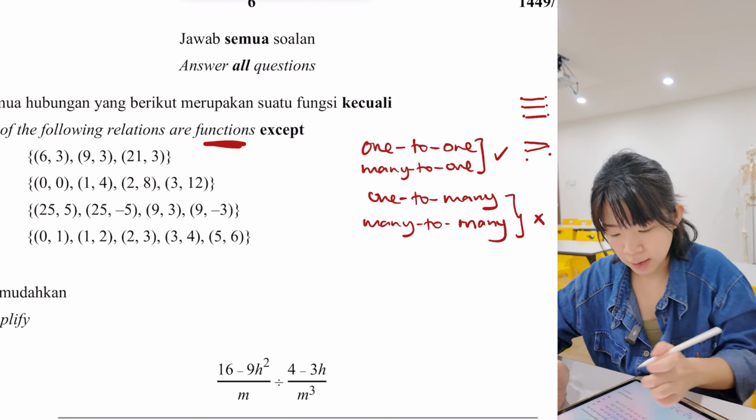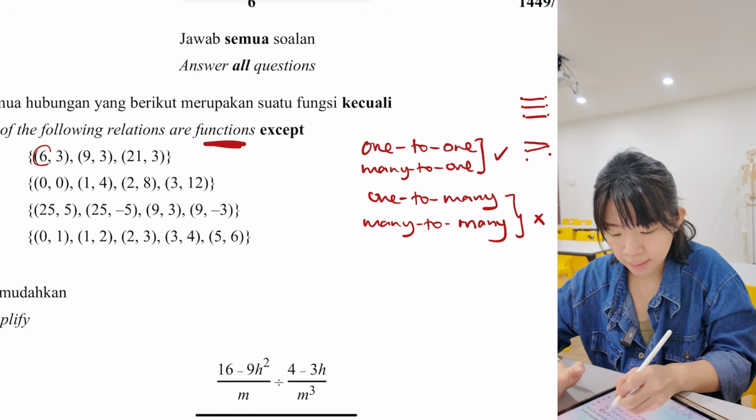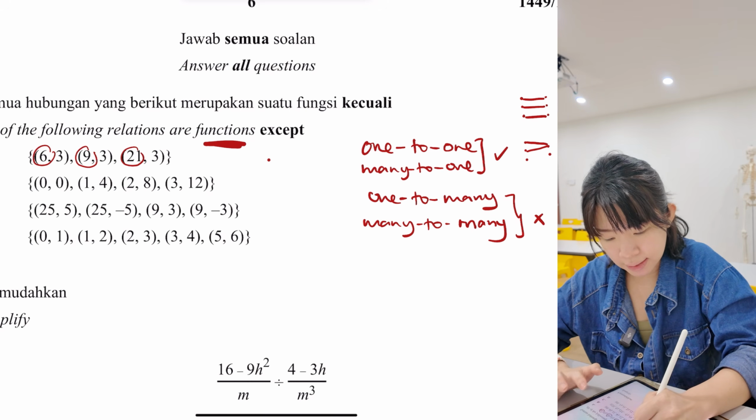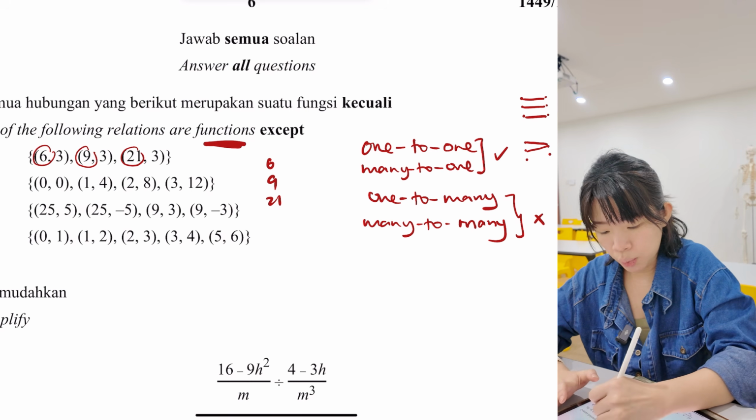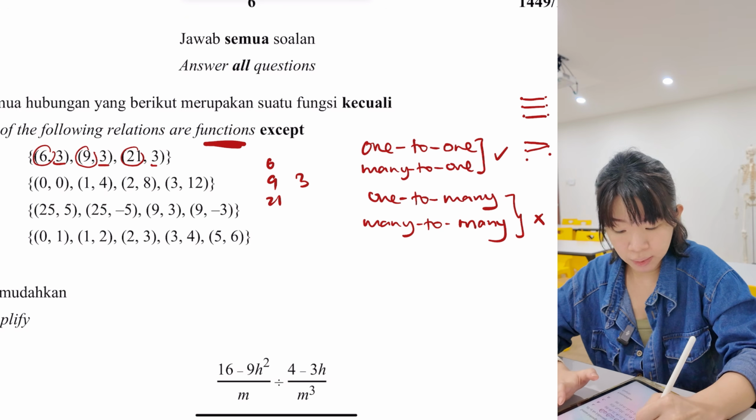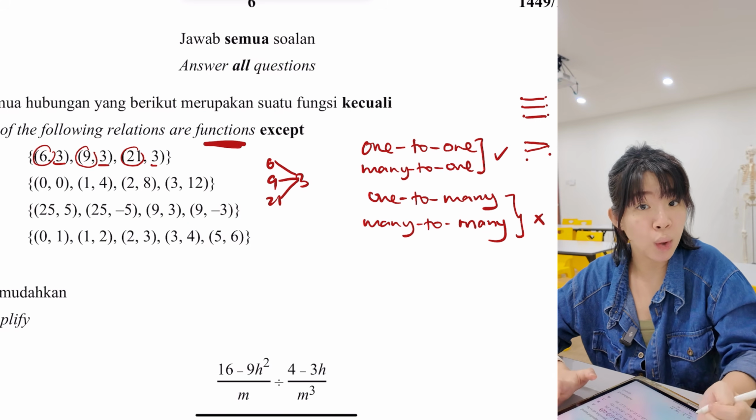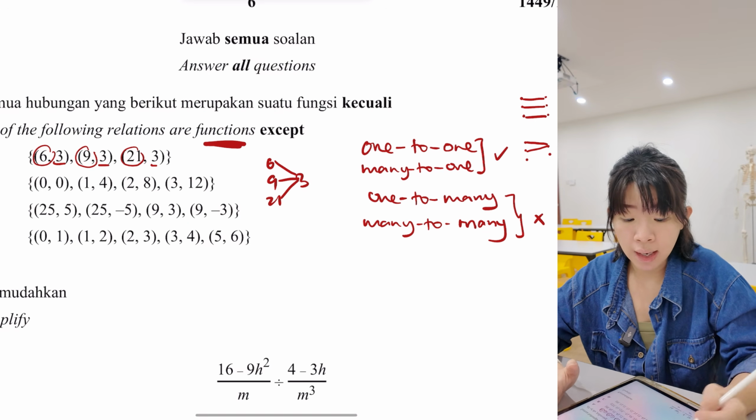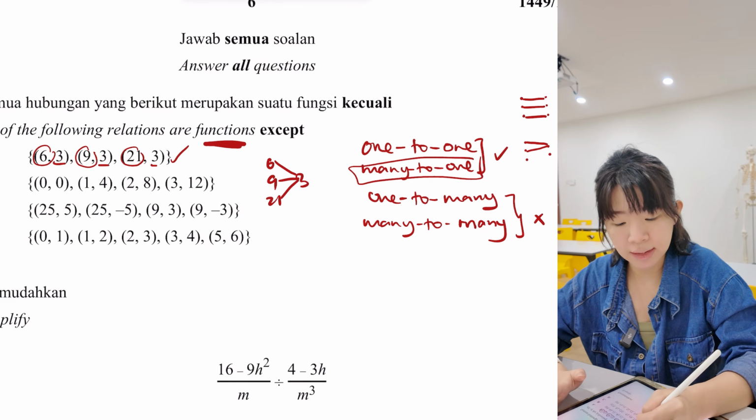So the first one, what is the relation? You check the x, all different. Let's say this one 6, 9, 21. The y is 3, 3, same. So 6, 3, 9, 3, 21, 3. So this is called many to 1. So is many to 1 a function? Yes, this is a function.